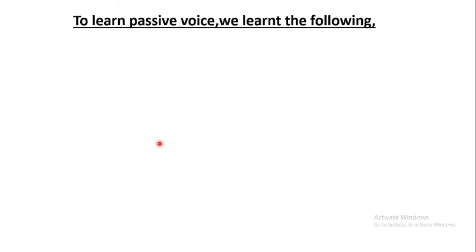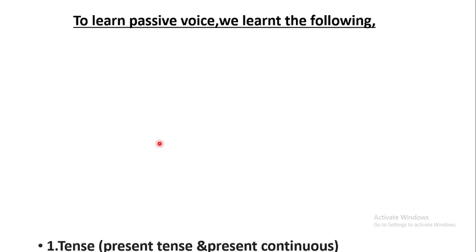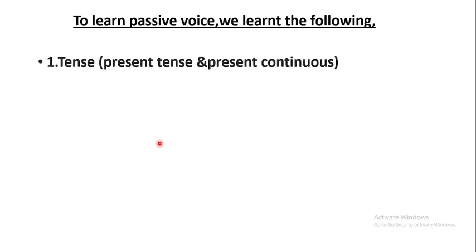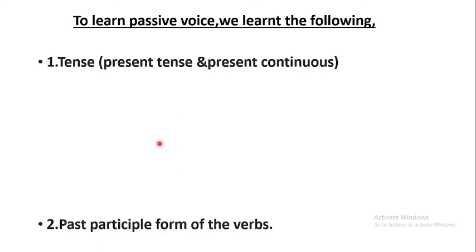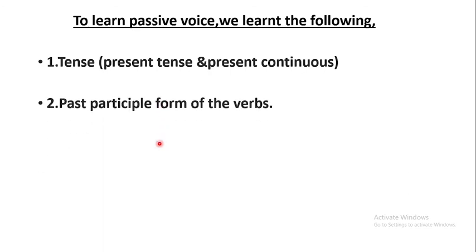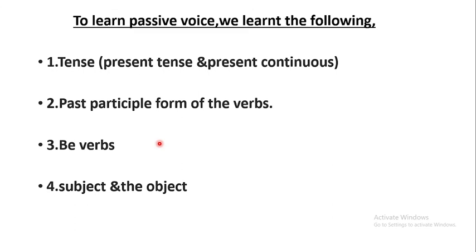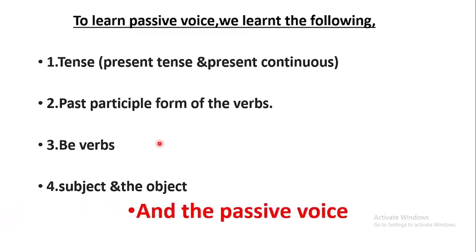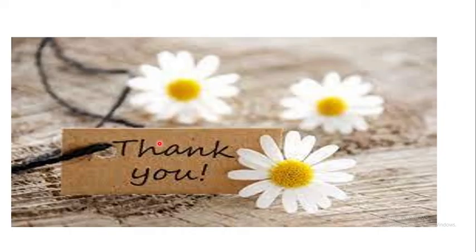So, to learn passive voice, we learnt the following things. This is a revision. We learnt the tense, present tense and the present continuous tense, the past participle form, be verbs, am, is, are and being, subject and object. And we learnt the passive voice. We did it, we did it, we did it.